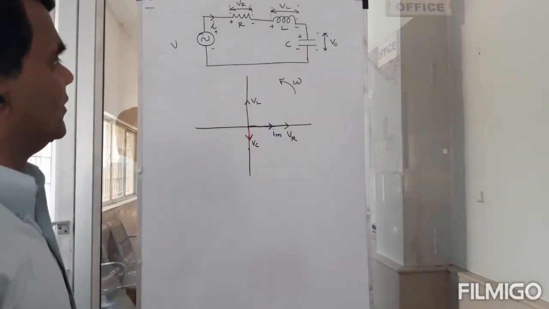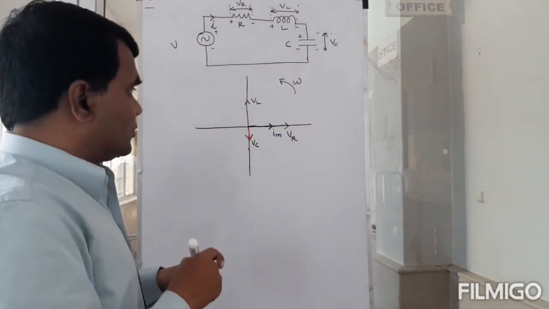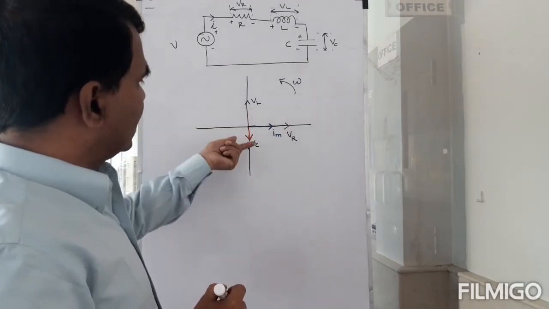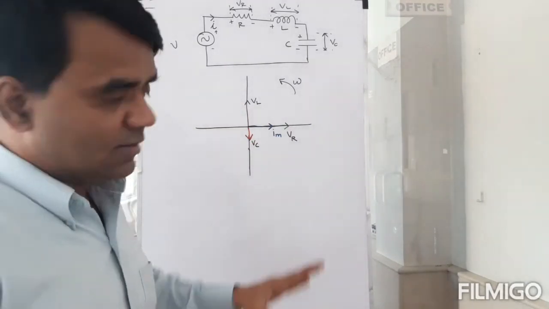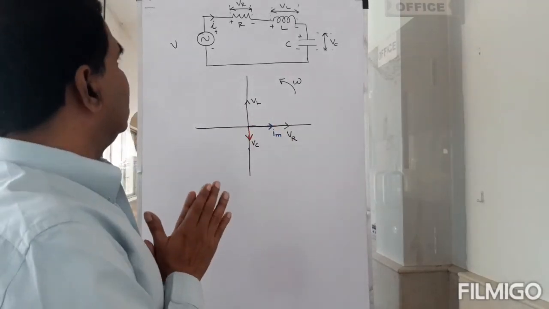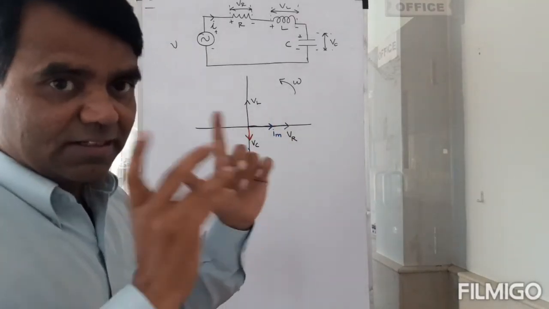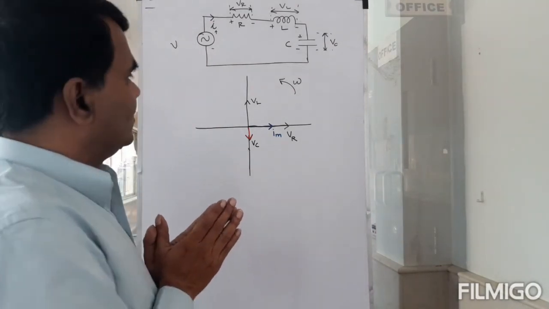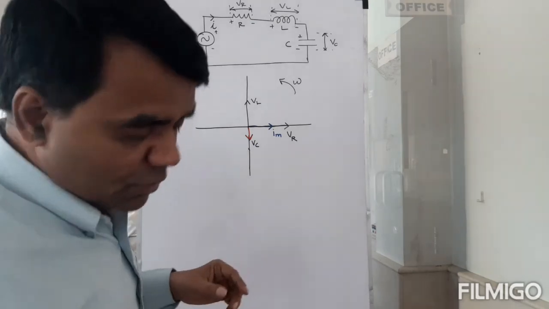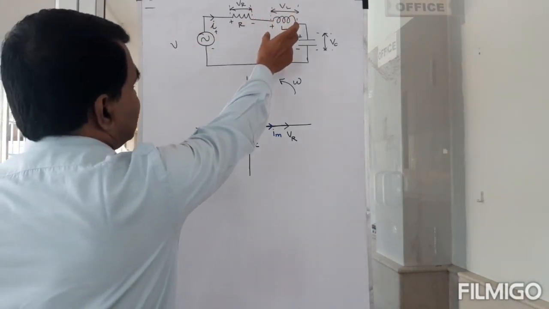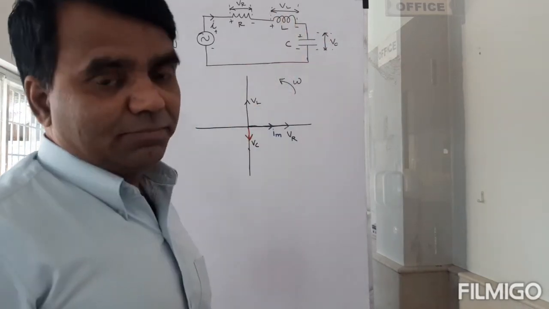This is my VC. So VR is this, VL is this, and VC is this. I hope you understand this. Then what is V at that time? Where would the V vector be? Well, what do we know? We know that V is equal to VR plus VL plus VC.